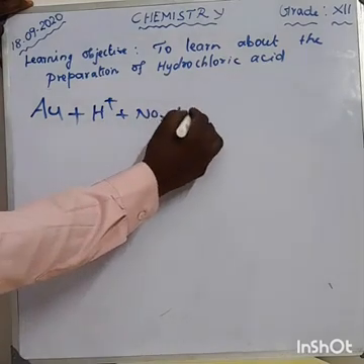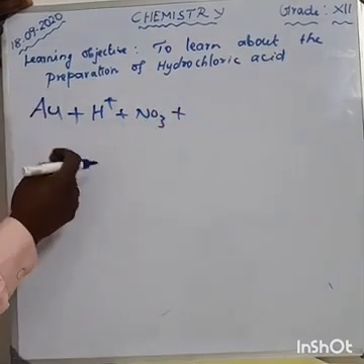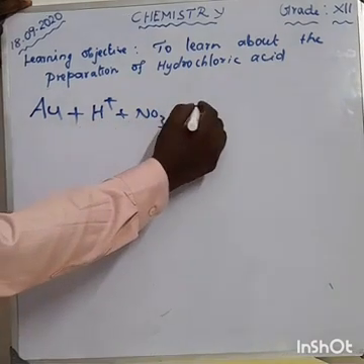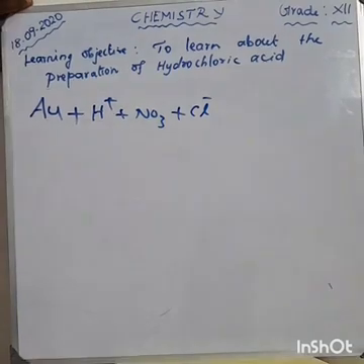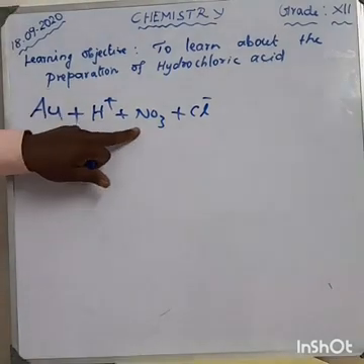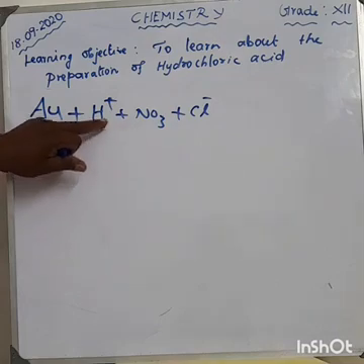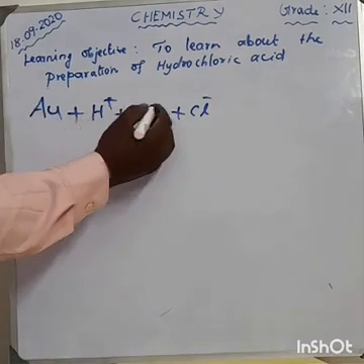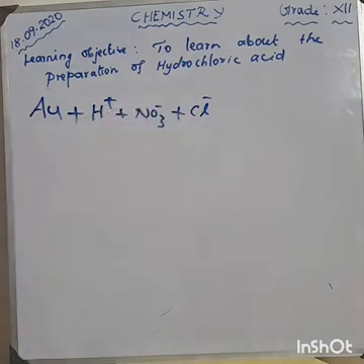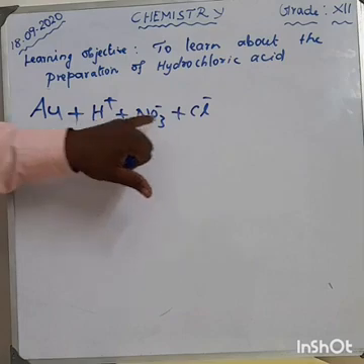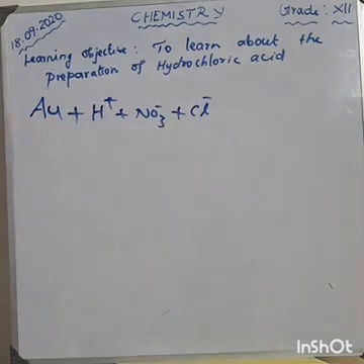And also you should take hydrochloric acid. Hydrogen is already there, so you don't need to write the hydrogen again. Here only write the Cl minus ion. So gold plus nitric acid, which has the ions H plus and NO3 minus, and also hydrochloric acid. We already have hydrogen, so we should write the chlorine ions.